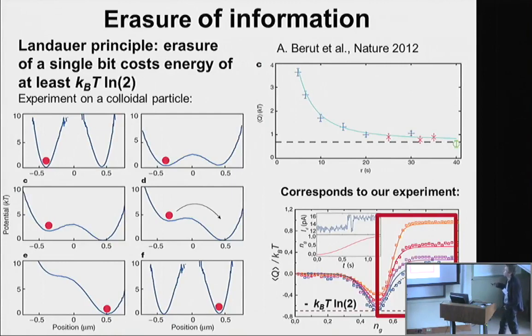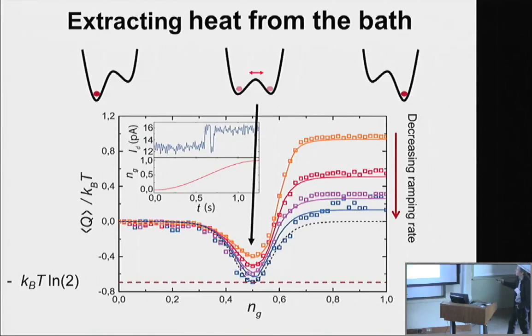This was done with a colloidal particle in the experiment by Sergio Ciliberto in 2012, where they had also a two-level system where the particle is either on the left or right well, undetermined initially, and then you modify the potential so that finally the particle is definitely in one of the wells. In doing so, when you do this slowly, you eventually find out that you are dissipating energy or heat which is equal to kBT logarithm of 2. So this is what we are doing in this second half of our cycle in this experiment.